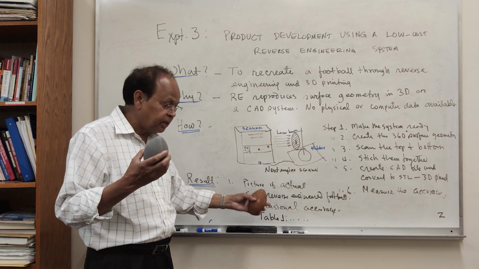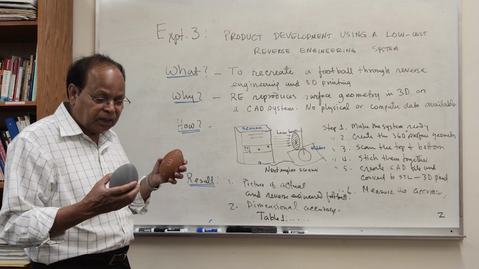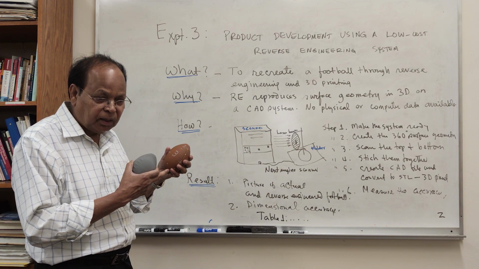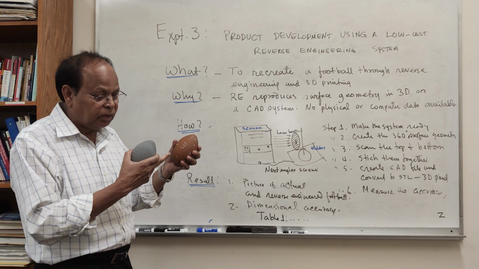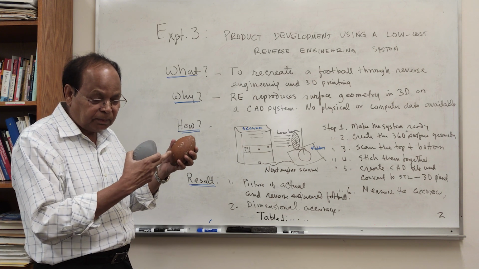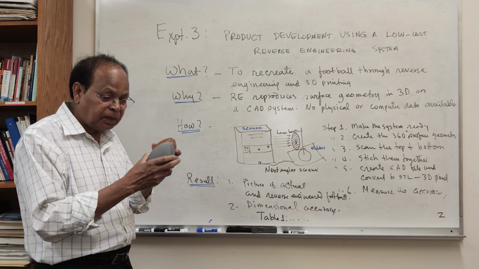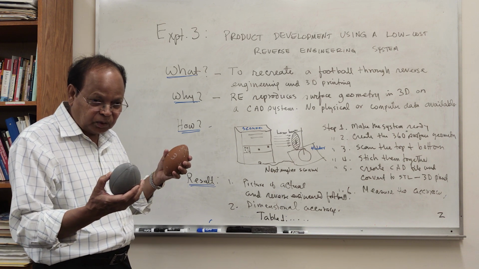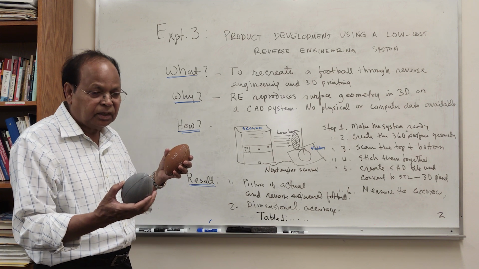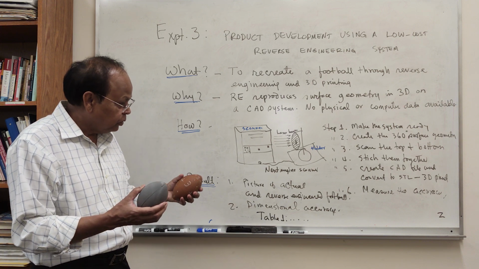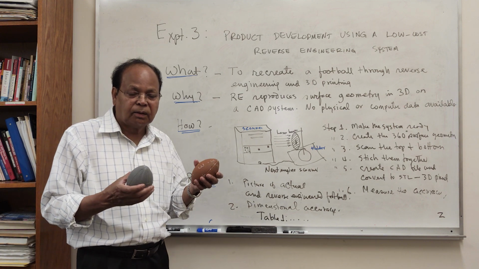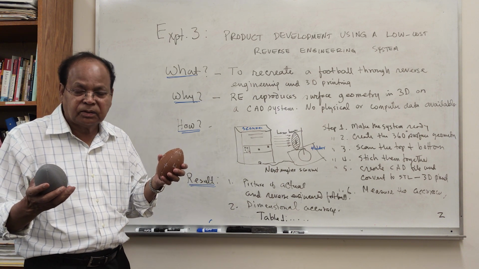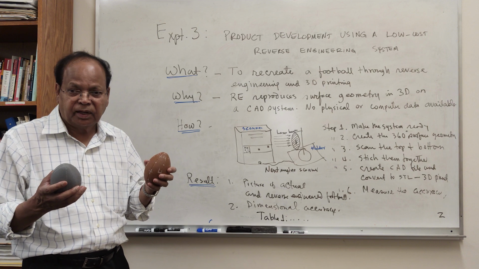You should come up with a table where you show the XY dimensions of the original football. You can take the length of this thing or the diameter of this thing in a couple of places. You do the corresponding measurements on your reverse engineered one, and say how accurate it is, whether it is within 1 to 2% of the original. Once you do that, you go back and complete your report, and we will be able to complete this experiment number 3.